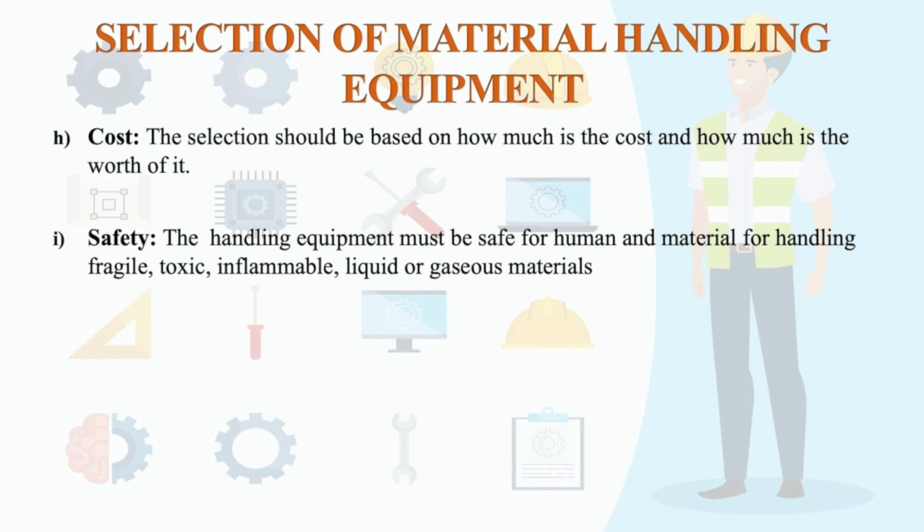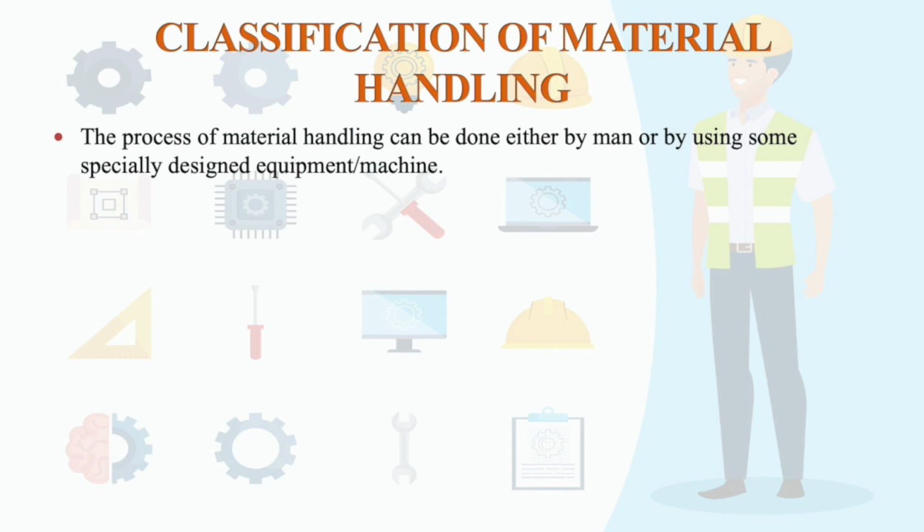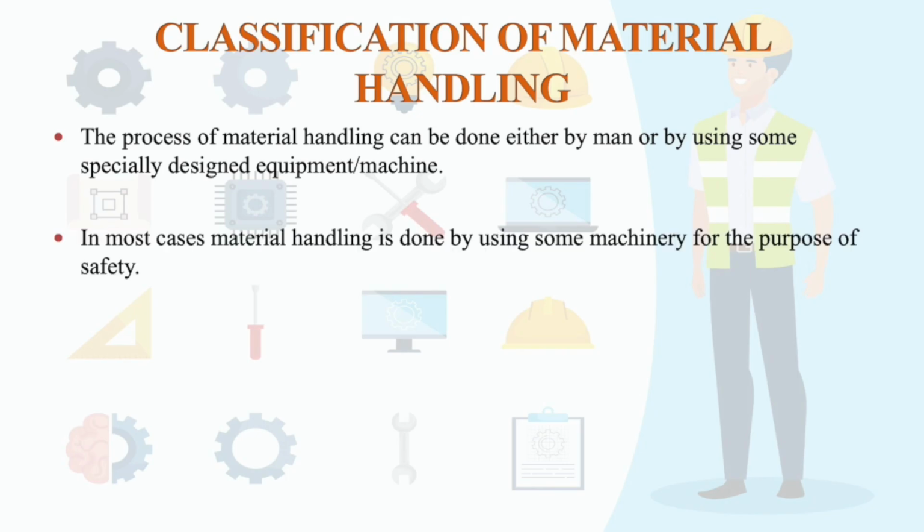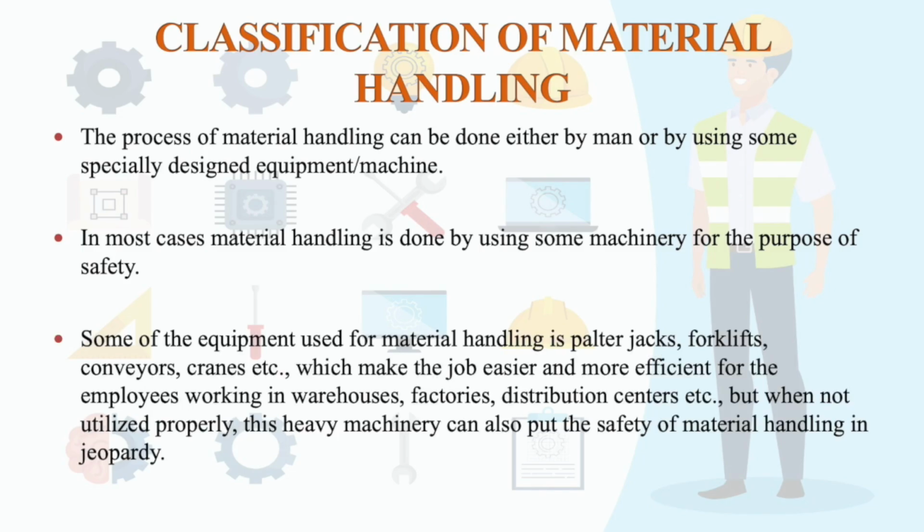The classification of material handling. The process of material handling can be done either by man or by using some specially designed equipment or machine. In most cases, material handling is done by using some machinery for the purpose of safety. Some of the equipment used for material handling is pallet jacks, forklifts, conveyors, cranes, etc., which make the job easier and more efficient for the employees working in warehouses, factories, distribution centers, etc. But when not utilized properly, this heavy machinery can also put the safety of materials handling in jeopardy.